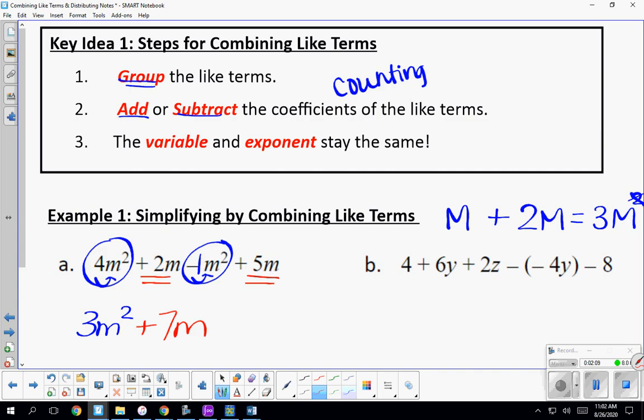And these are different. Addition means to count them. So this says count them, but I can't because those are m squareds and those are m's. So this is my final answer. I cannot simplify any further.